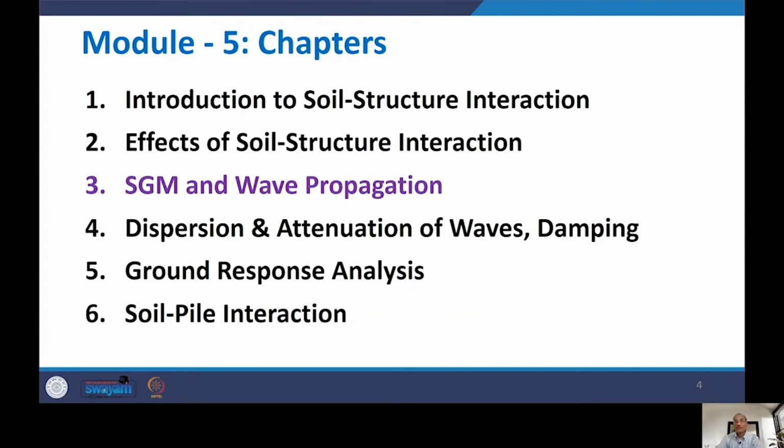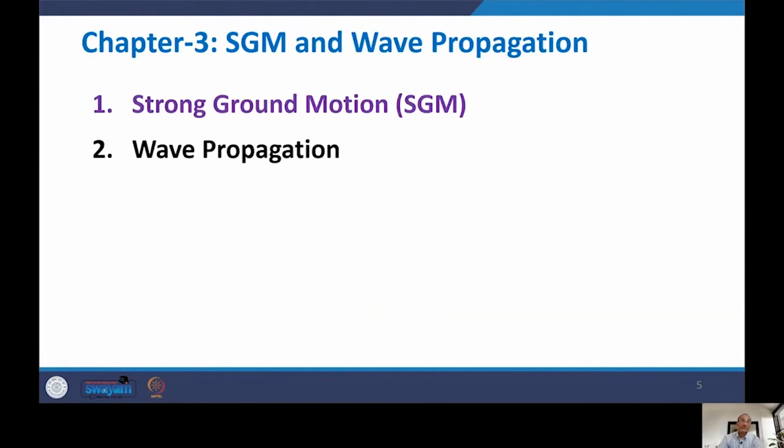And today we are going to talk about strong ground motion, that is SGM, and wave propagation. Both of these are very much relevant to soil structure interaction, because the understanding of strong ground motion and wave propagation will help to understand the soil structure interaction, and the SSI is very important for earthquake resistant design of structures, as we discussed in the last lectures. So continuing with that, we have today's lecture in 2 parts.